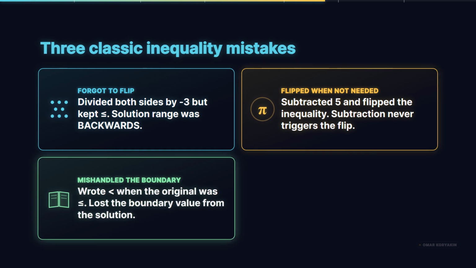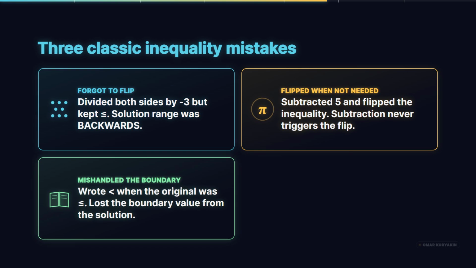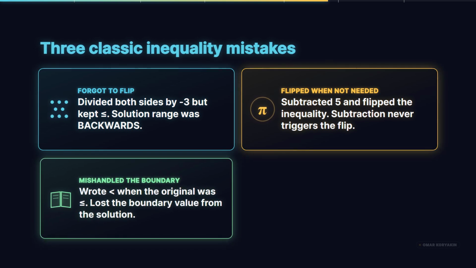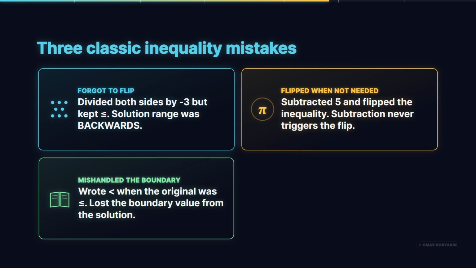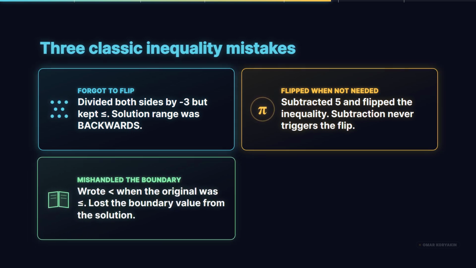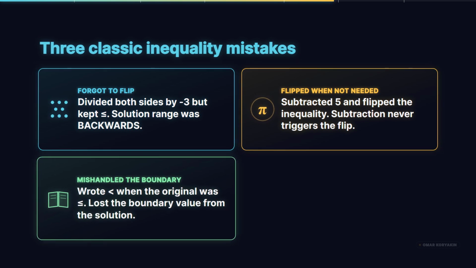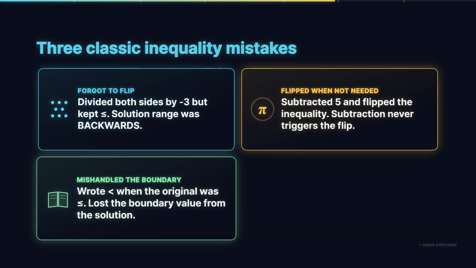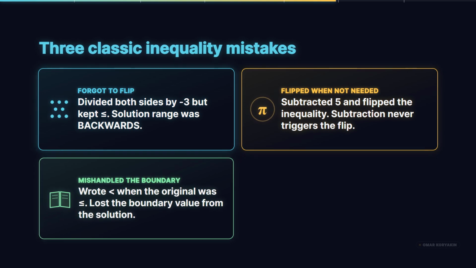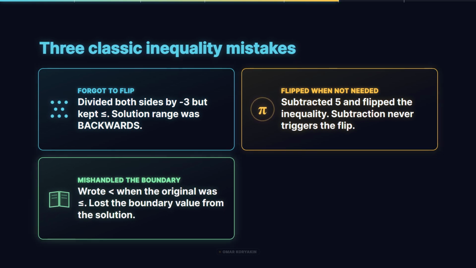Third mistake, confusing the strict inequality less than with the non-strict inequality less than or equal to. A student solves an inequality with a less than or equal to symbol and writes the solution with a strict less than symbol, dropping the boundary value from the solution range. The fix is to copy the inequality symbol carefully through every step of the solve and confirm at the end that the symbol matches the original. The boundary value matters. X less than or equal to 4 includes 4, x less than 4 does not.